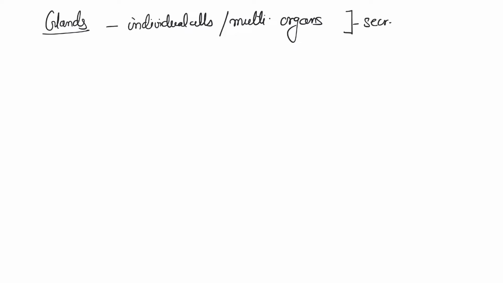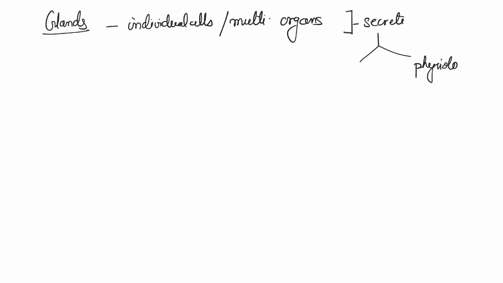Okay. So what are glands? Glands could be individual cells, so they are unicellular glands, or they could be multicellular organs. Both are a possibility, right? And as a result, they will secrete something. This secretion can carry different functions, right? The functions could be physiological.